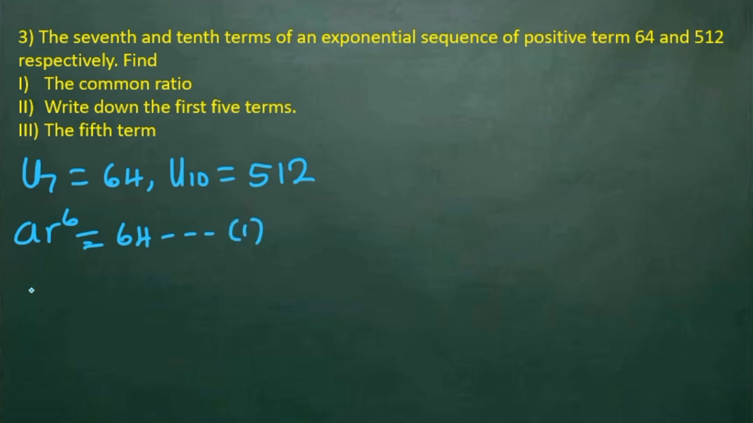The 10th term will also be given by the expression the first term times the common ratio to the exponent of the number of the term minus 1. So in this case, this is 10 minus 1, which is 9, equals 512. Let's call this equation 2.